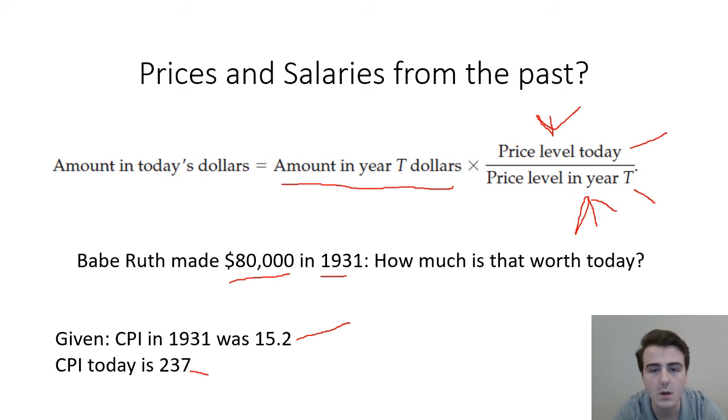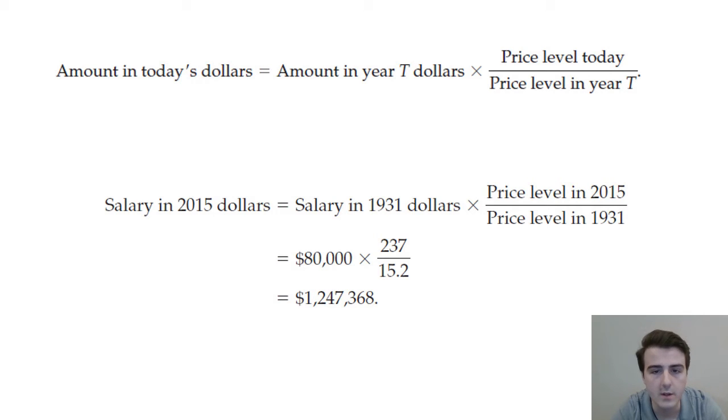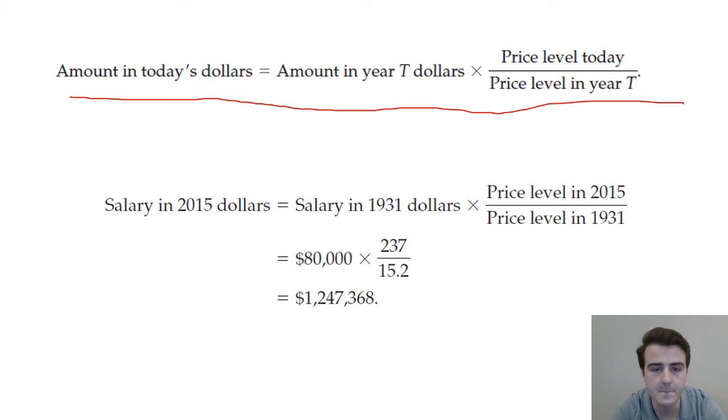So let's take a look. Using this same formula, I just pulled this over. We plug in the $80,000, plug in the 237 divided by 15.2 to find that Babe Ruth earned just a little more than $1.2 million. Now, is this a lot of money? Well, $80,000 in a year in 1931, or $1.2 million in a year, in this case we're accounting to 2015 dollars. Yeah, that's a lot of money to make in a year.